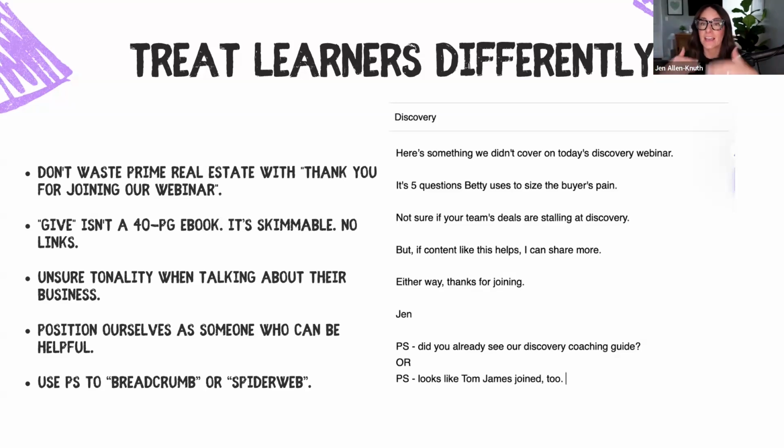And then finally, we can use a PS in one of two ways. One is a breadcrumb, one is a spider web. Breadcrumb is trailing a sort of breadcrumb, saying, hey, by the way, did you see this larger asset? All we want is a yes or no, right? We want to make it easy for them to reply. And if they say yes, now I know I probably have my claws hooked into someone who is intently thinking about this problem.